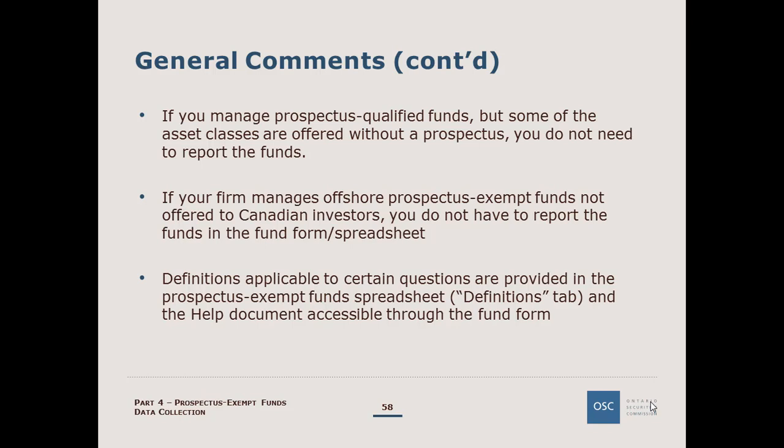Some further comments based on some questions we have received in previous years. If you do manage prospectus qualified funds, but some of the asset classes are offered without a prospectus, you do not need to report those funds. If the firm manages offshore prospectus-exempt funds, but they're not offered to Canadian investors, you do not have to report those funds in the fund form or the spreadsheet. And finally, there are some definitions applicable to certain questions which are provided in the Prospectus-Exempt Fund spreadsheet. There's a definitions tab. And also the same definitions are provided in the help document accessible through the fund form. Please read through those definitions because they will be helpful for your answers.